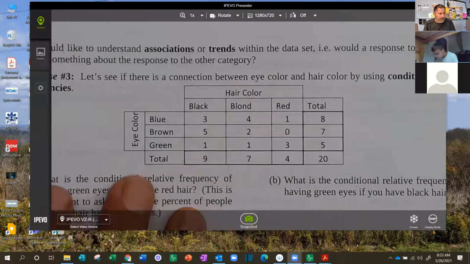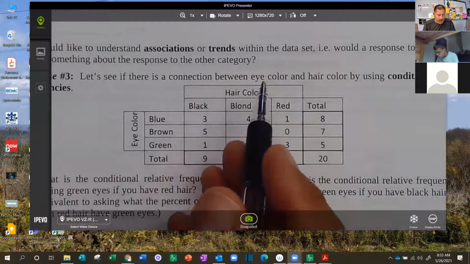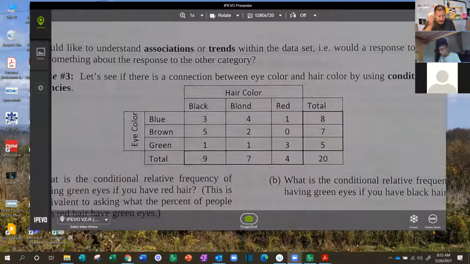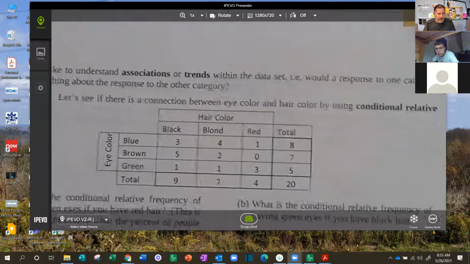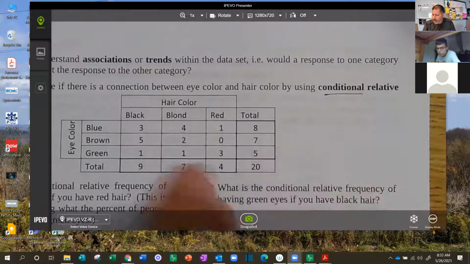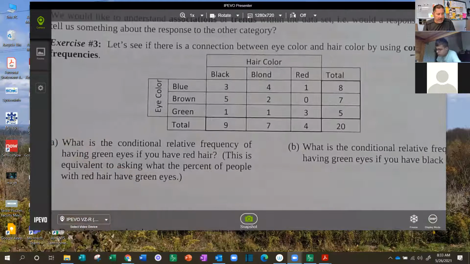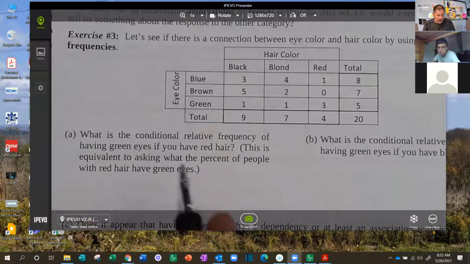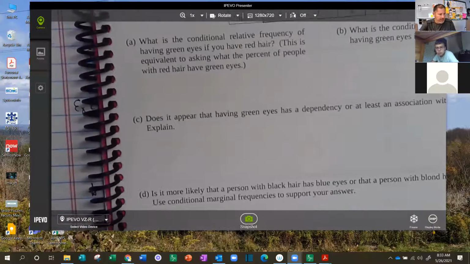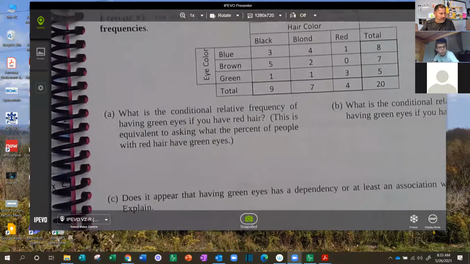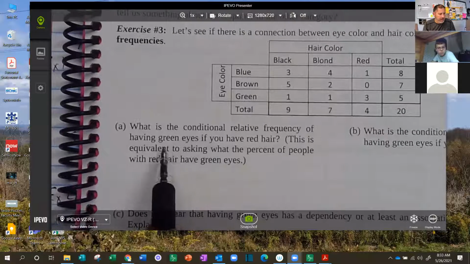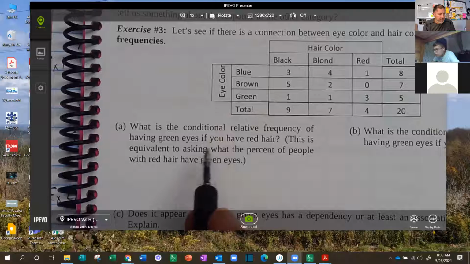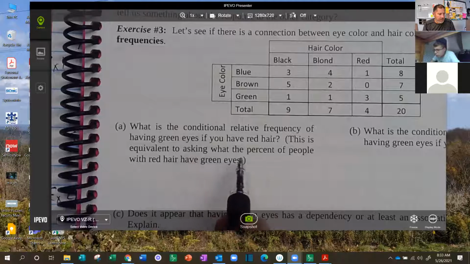On the page here is a connection between eye color and hair color. And this is called a conditional relative frequency, which means it's a frequency, but it's conditional on some second variable. So what does it mean if they ask for the conditional of having green eyes if you have red hair? That's equivalent to asking what percent of people with red hair have green eyes.